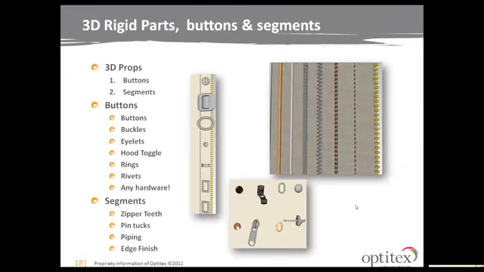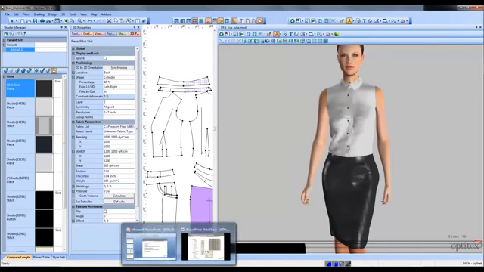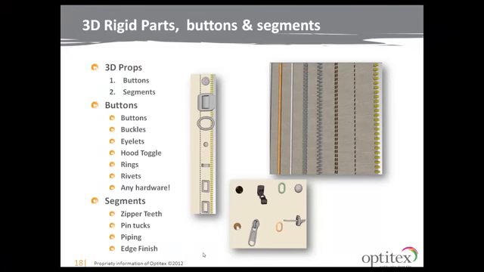Here's a screenshot of some of the different types of rigid parts. Here we have our 3D props, and they can be buttons and segments. Buttons are, like I said, buttons, buckles, zipper pulls, rivets, knobs, little hook, hood stops, and segments are piping.